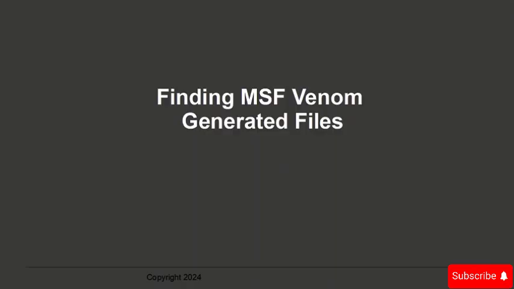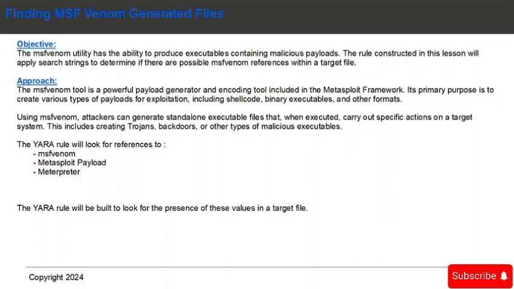A component of the Metasploit framework is a utility called Venom. MSF Venom is a payload generator and an encoding tool. As we mentioned, it's part of the Metasploit framework, and its primary purpose is to create various types of payload that are used for exploitation.